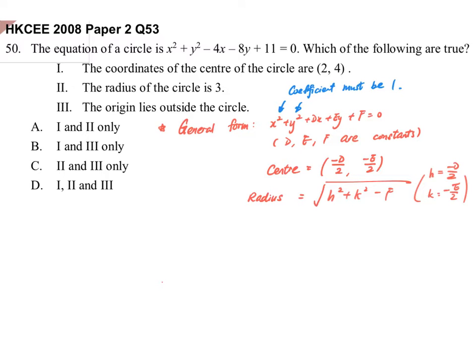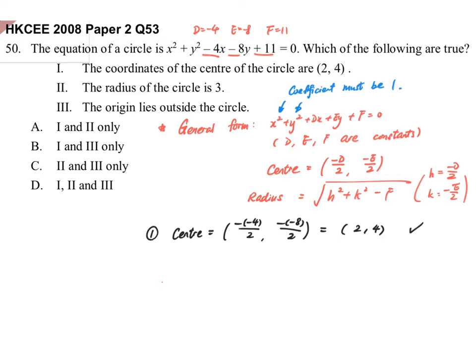In this equation, d is negative 4, e is negative 8, and f is positive 11. To find the center, we put d is minus 4, e is negative 8 into the formula. So we have 2, 4. So the first statement is correct. Statement 2. To find the radius, we put h is 2, k is 4, and f is positive 11 into the formula. We get square root 9, which is equal to 3. So statement 2 is correct.